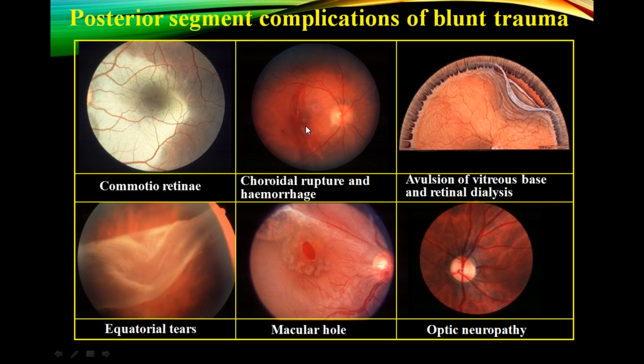So our eyeball has three coats. One is the retinal coat, then next is the uveal coat, or posteriorly it is called the choroid, and then the scleral coat. When there is a choroidal rupture, you see this type of picture.